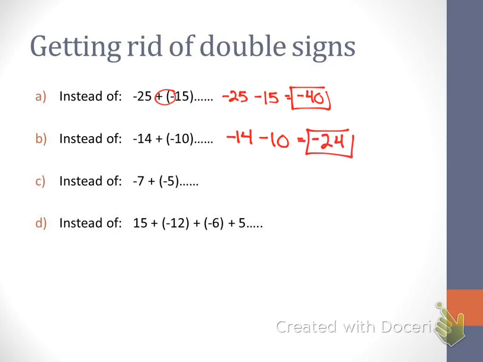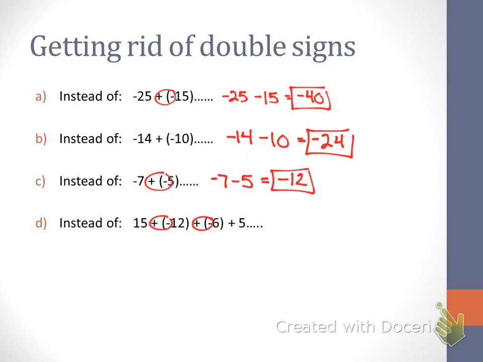Go ahead and rewrite the last two expressions taking away the double sign. So get rid of these double signs. Write the next C and D, eliminating the double sign and evaluating. All right, so did you write negative 7 minus 5? Yes. Is negative 12? Yes.